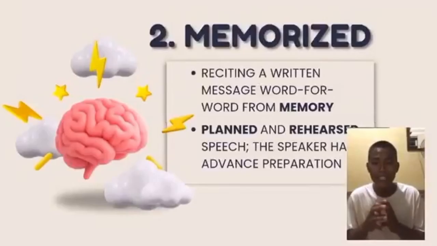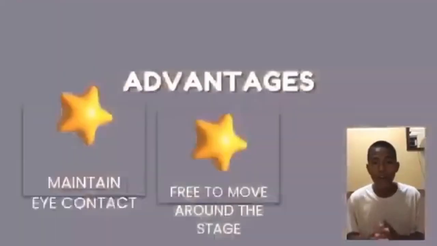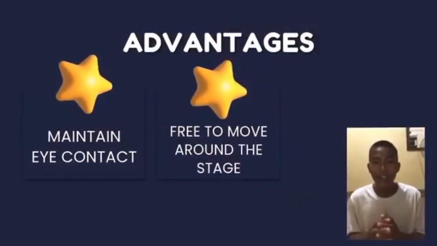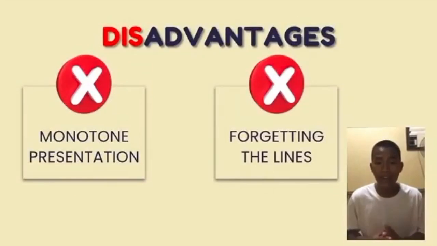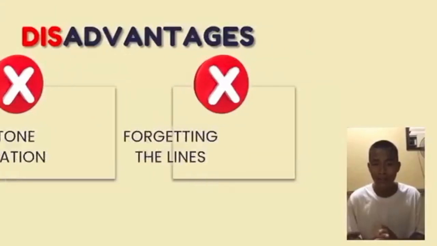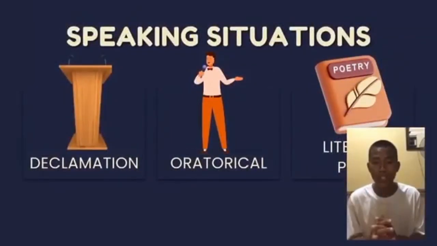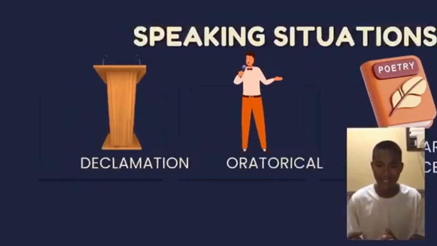Second is memorized speech. Here the speaker recites a written message word for word from memory. It is a planned and rehearsed speech which gives the speaker advanced preparation. Its advantages are that it allows better eye contact and movement on stage. But if you forget a line, it's easy to lose track and it can sound plain or boring. For speaking situations, it is used in declamation or rhetorical and literary performances.